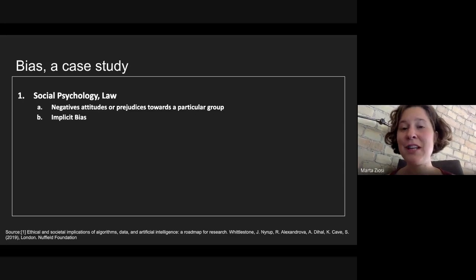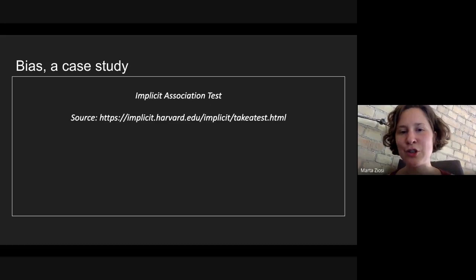Now, something really good to test for implicit bias, if you have not tried it, you should, is the implicit association test. It was developed at Harvard. It takes 10 to 15 minutes to complete.